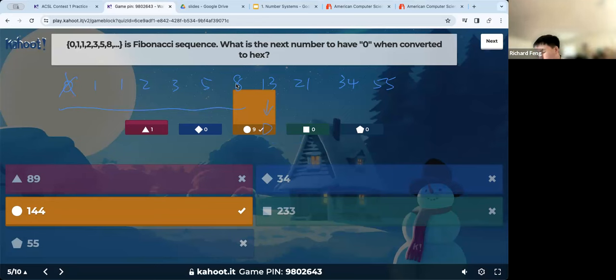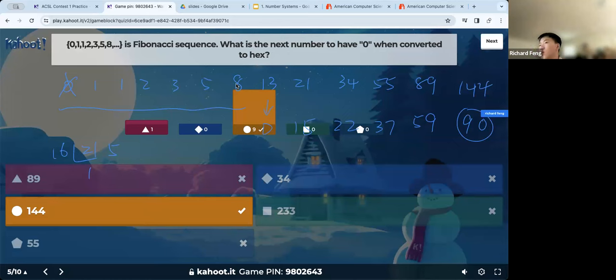21, you can basically do reverse division. It's the same thing as 15 in base 16. And then same thing, this is 22, this is 37. So we still don't see a 0. 89 is the same thing as 59 in base 16. And 144 is 90. So this is the next number that has a 0 in it. So the answer is 144.